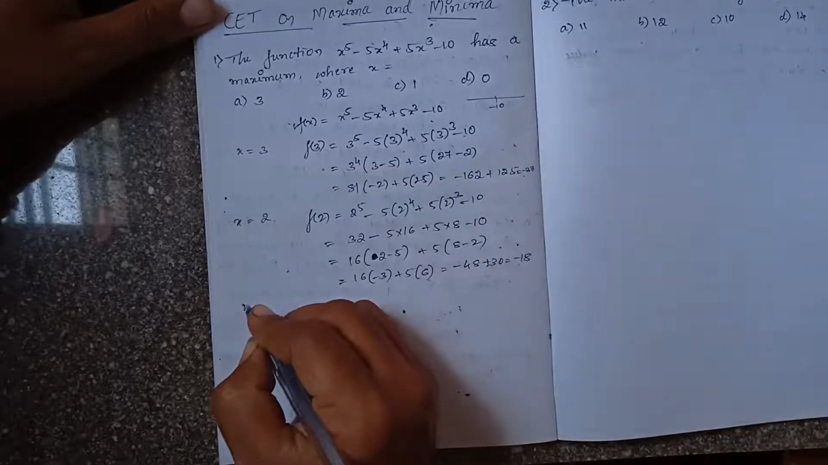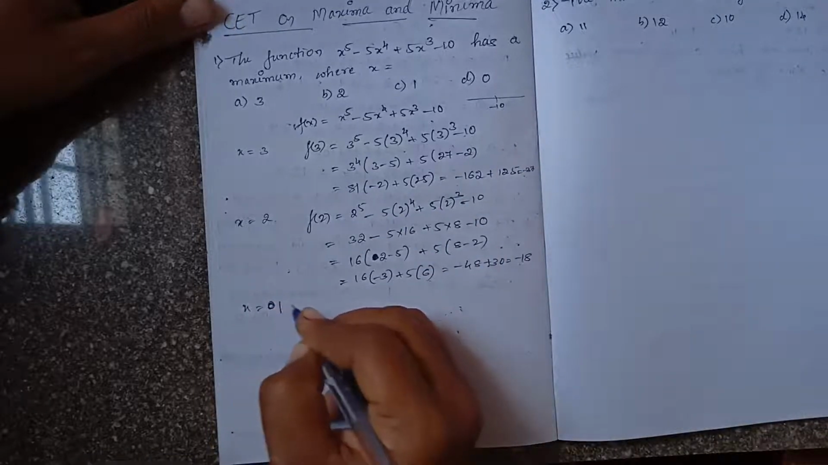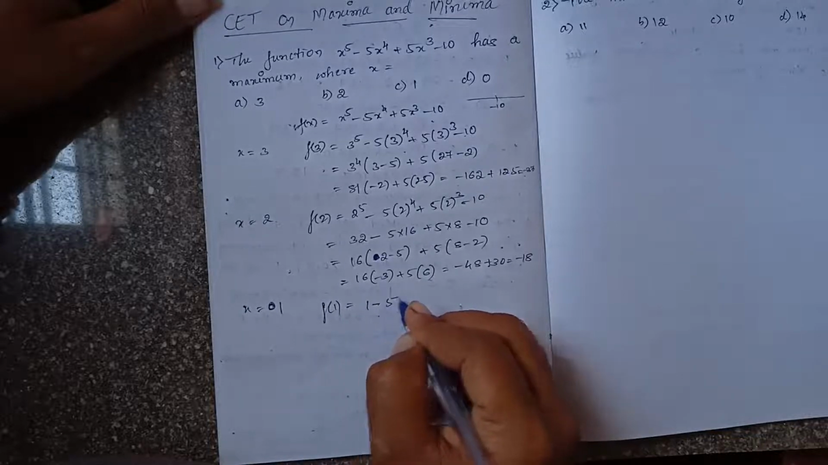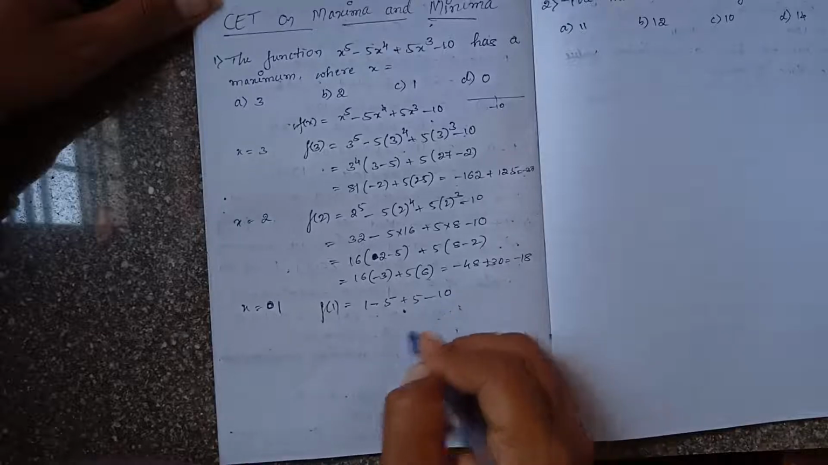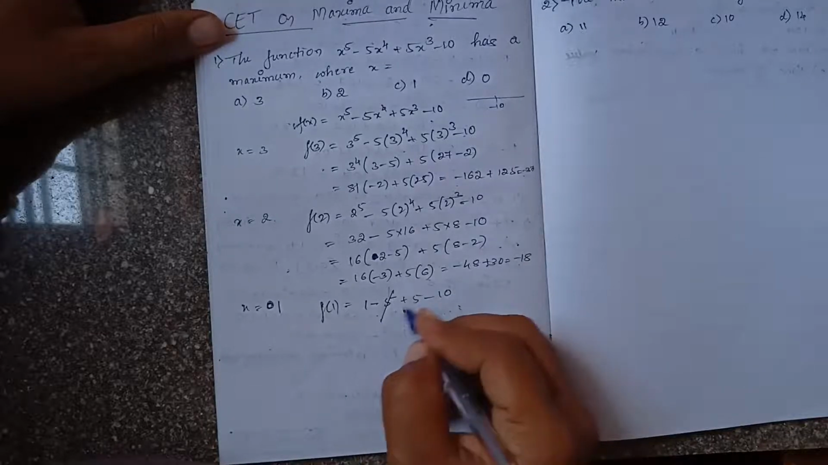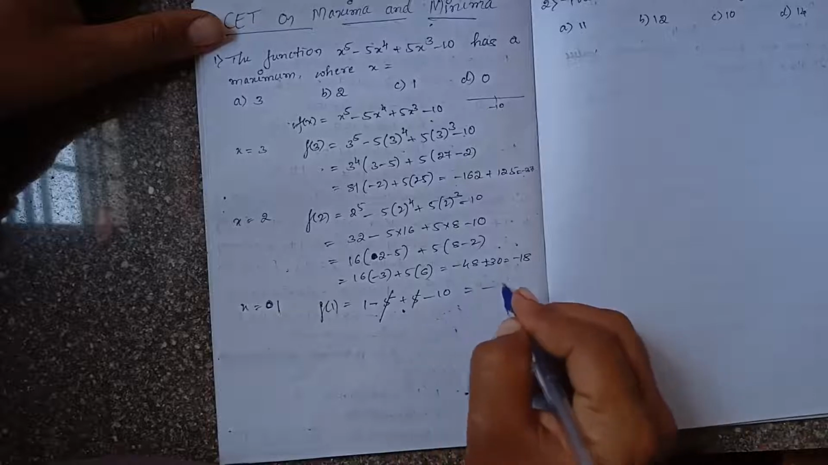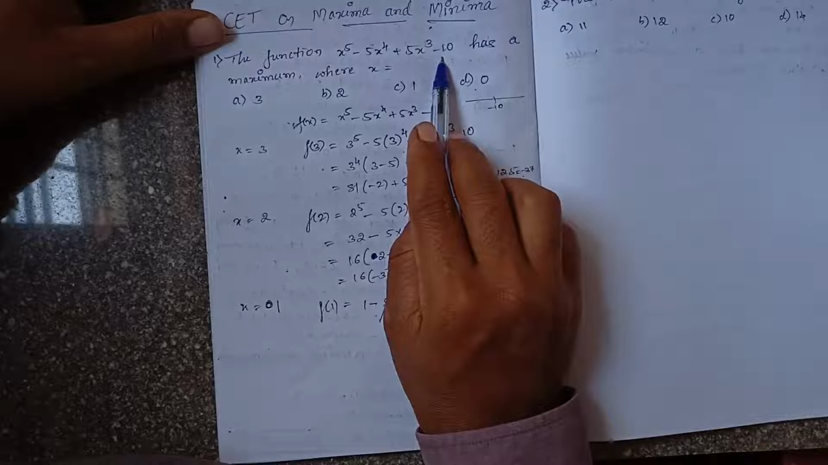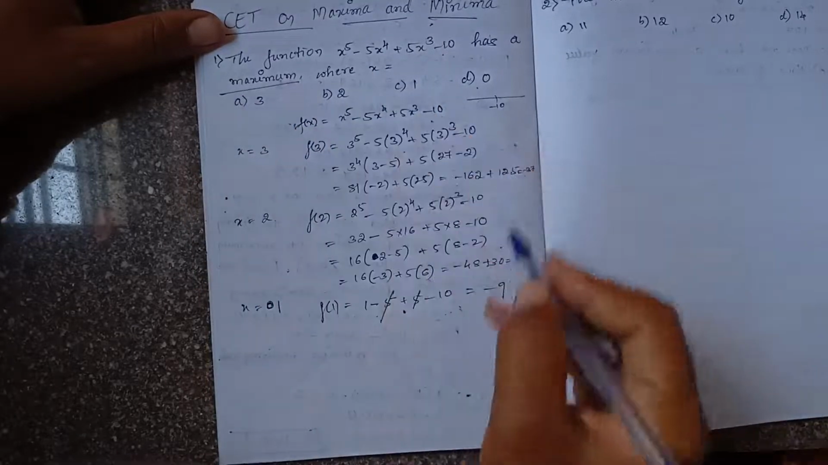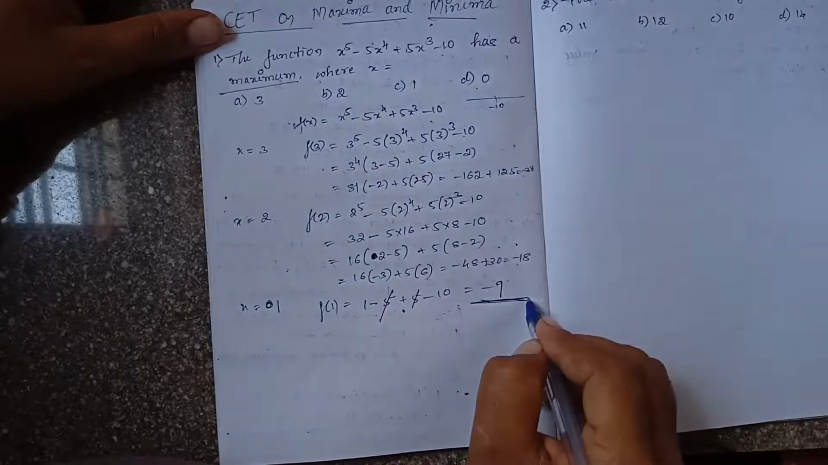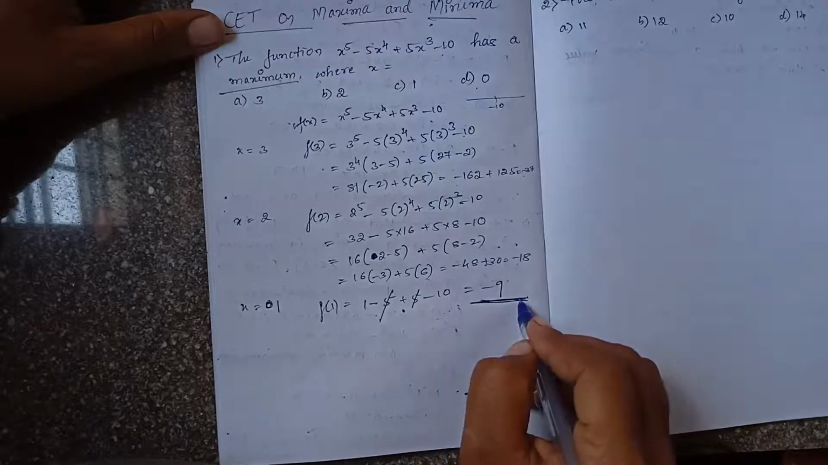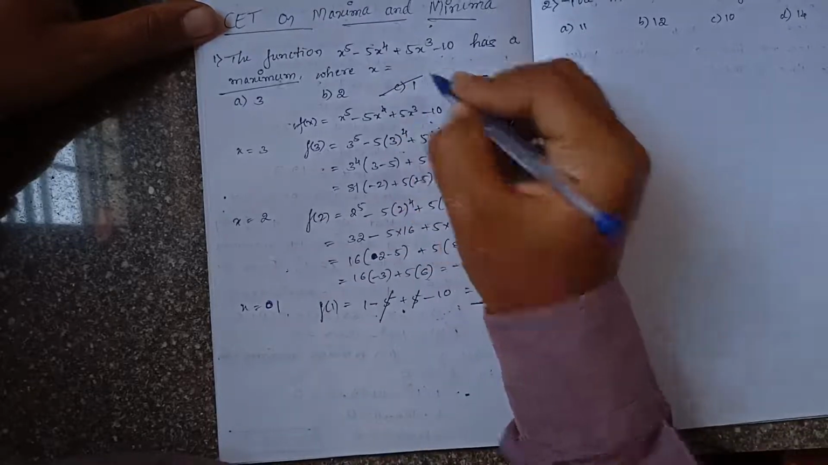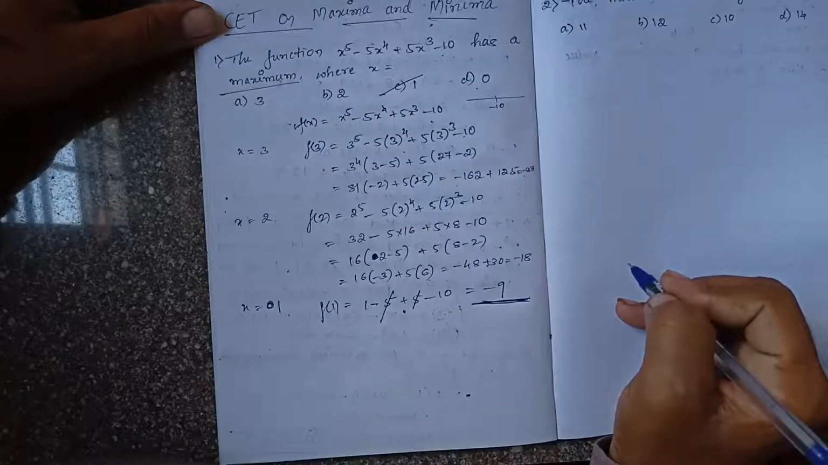So now let us check the point x is equal to 1. f of 1 is equal to 1 minus 5 plus 5 minus 10. Minus 5 plus 5 get cancelled, and 1 minus 10 means minus 9. When you substitute x is equal to 0, this gives us minus 10. So which is maximum here? Minus 9 is maximum, and it is occurring at x is equal to 1, so option C is correct.